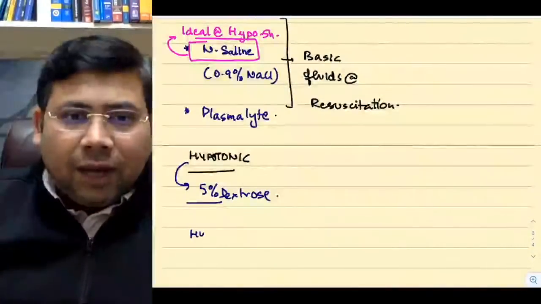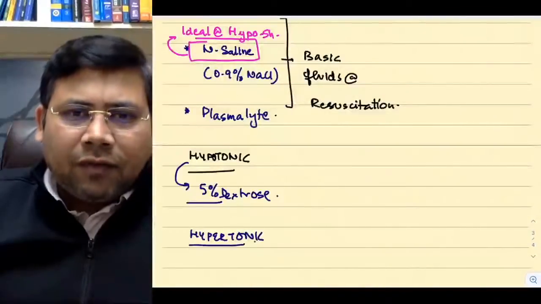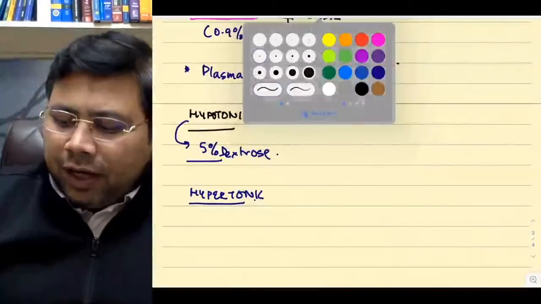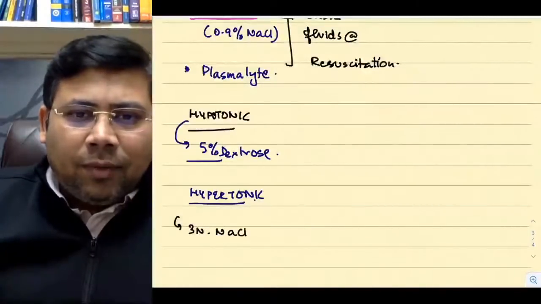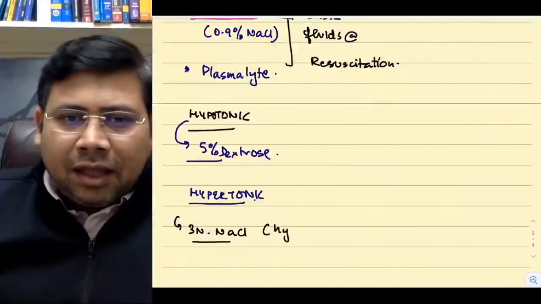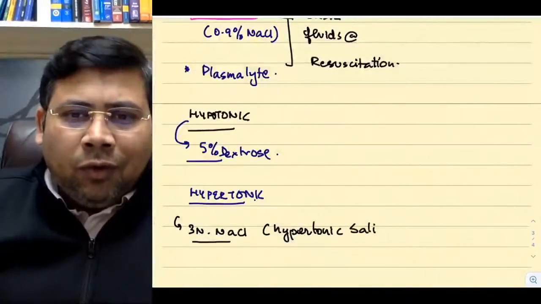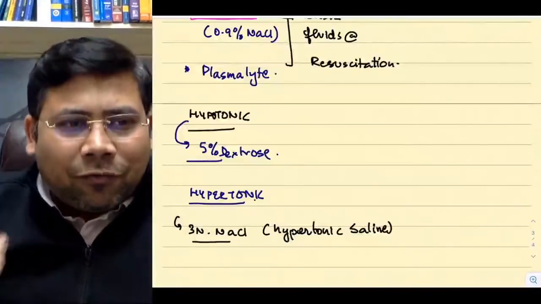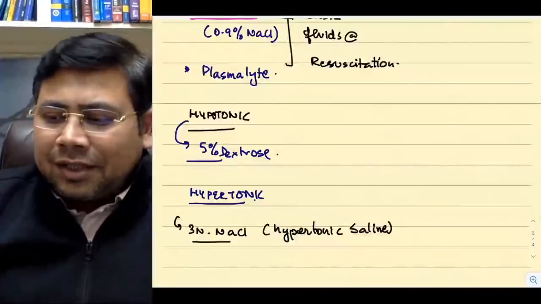Then we have hypertonic also. What are the hypertonic solutions that we have? Number one is 3-normal NaCl, which is also known as hypertonic saline. Do you know, hypertonic saline is preferred over normal saline in damage control resuscitation.